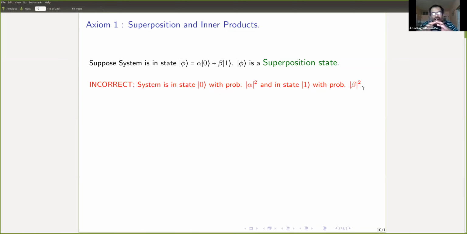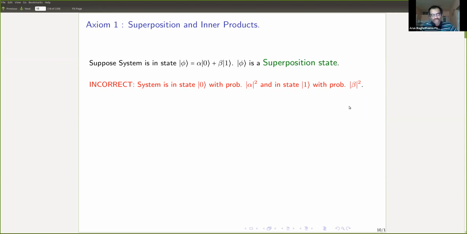And you might ask this question, what does it mean to say alpha ket 0 plus beta ket 1? Some people try to interpret this as the system is in state ket 0 with probability mod alpha squared and ket 1 with probability mod beta squared, because you're tempted to do that since mod alpha squared plus mod beta squared is 1. You're tempted to do that, but it's not the right interpretation. Okay, the right way to think of this is indeed a state by itself. So no probabilities there.